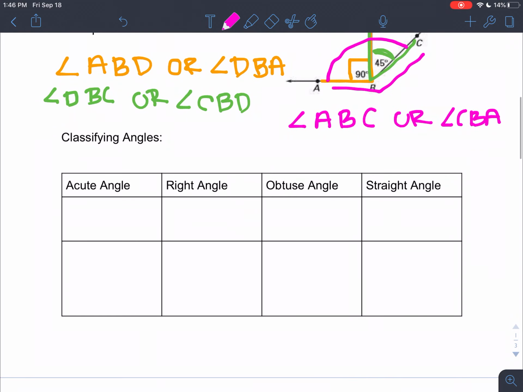Let's start to classify angles. You'll probably remember this from middle school. An acute angle. An acute is very small. It's cute. It's less than 90 degrees. Remember this notation: less than, greater than, equal to. Less than 90 degrees is going to look like a smaller angle.